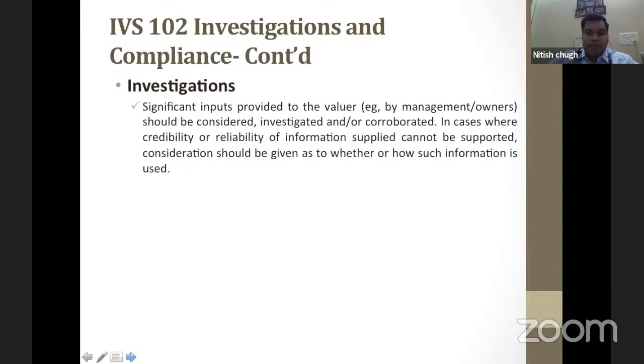Significant input provided to the valuer, for example by management or the owner, should be considered, investigated, and or corroborated. You can have the evidence for the input that is being given by the management. For example, if there are certain hikes in the cash flows in the explicit period, then you can have the contractual arrangements or the copies of the contracts entered into by the company to corroborate whatever input has been given to the valuer.